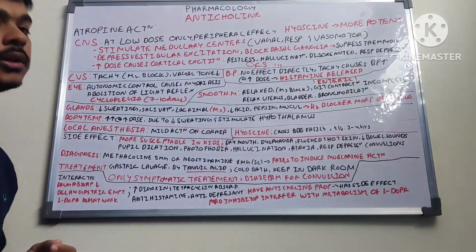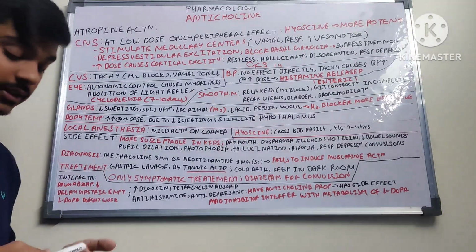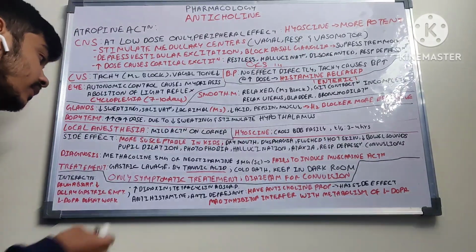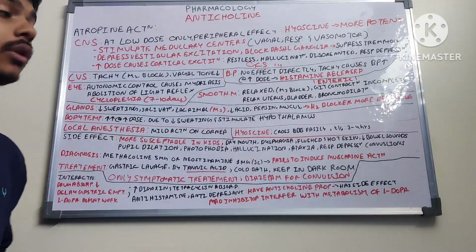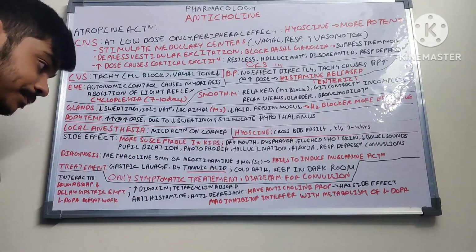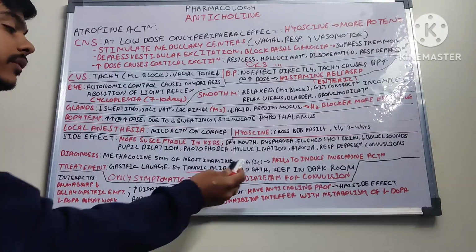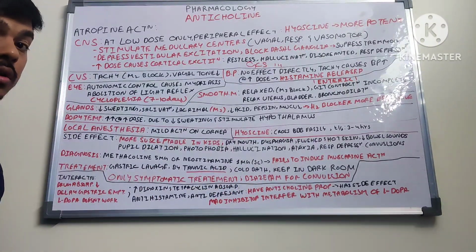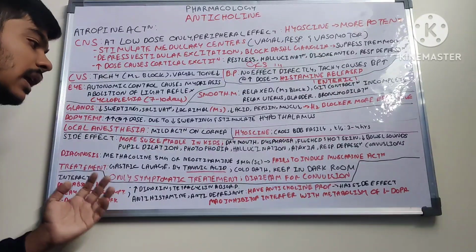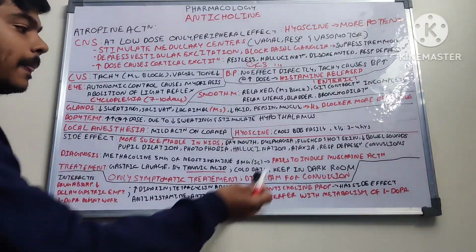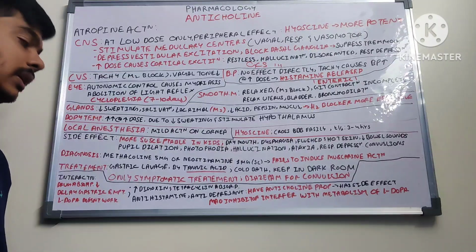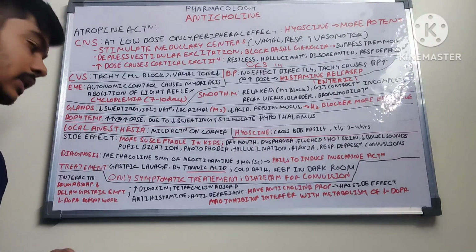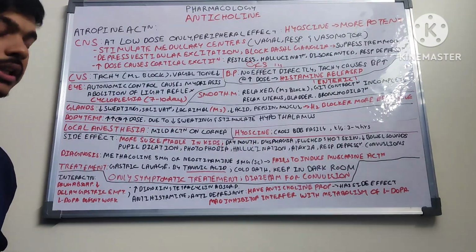So how do we treat it? Let me tell you, there is no such specific treatment for atropine poisoning, but we can provide gastric lavage with tannic acid or also with activated charcoal. Next, we can give cold baths in order to decrease the body temperature, right? Because sweating is not happening here. You have to keep the patient in a dark room, as I told you, because of photophobia. The patient is photophobic. He has a fear of light.